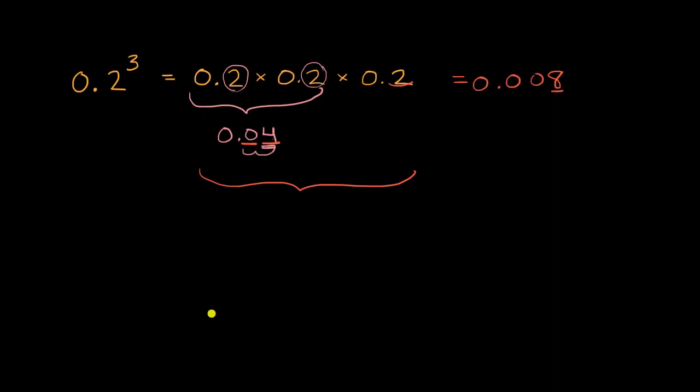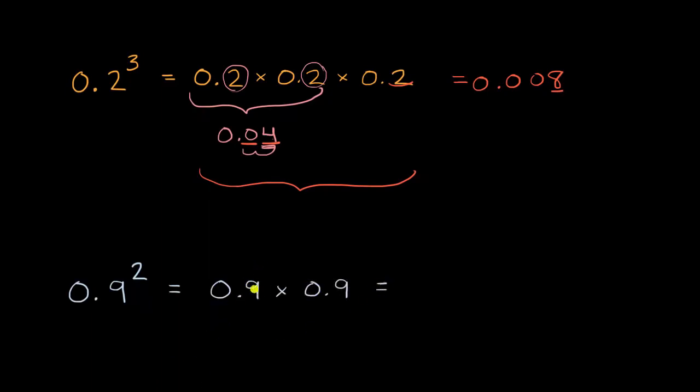So now that we've had a little bit of practice with that, let's do another example. Let's say that I were to ask you, what is 0.9 squared? Pause this video and see if you can figure that out. All right, well, this is just going to be 0.9 times 0.9. And what's that going to be equal to?